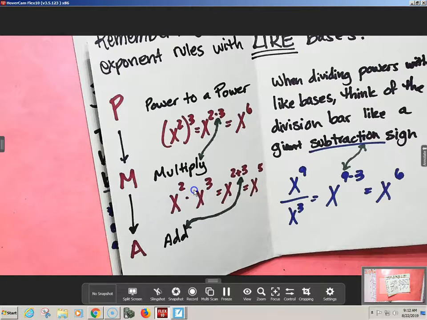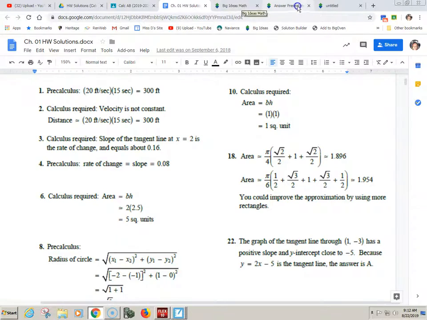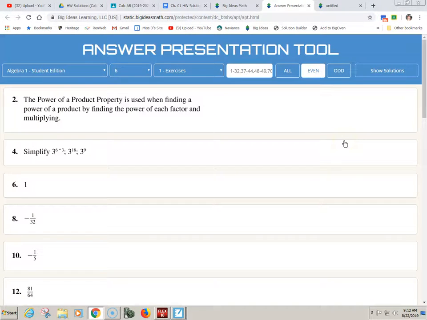Does that make sense? And we can go to study too. Okay, so kiddos, I'm going to go ahead and open up. Don't worry, this isn't you. This is you. Do you guys see what I typed in to the answer presentation tool for our textbook? 1 through 32. What was that?